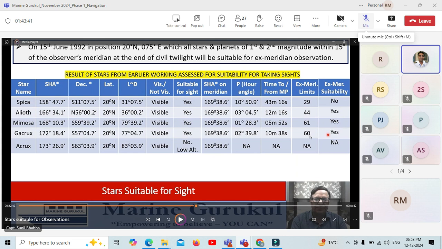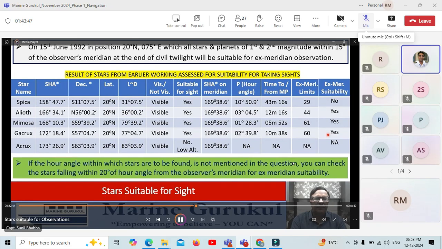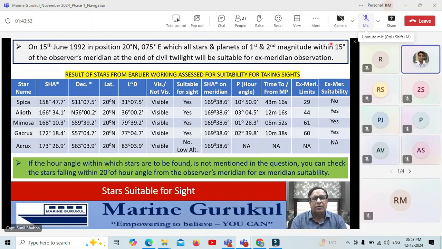Okay, beta. Great. Now, in some questions, the R angle was given, like in this case, to find the stars which are within 15 degrees of the observer's meridian. If the R angle limit is not given in the question, and we have to perform this check for X meridian observation, then we can check the stars falling within 20 degrees of R angle from the observer's meridian. So if this limit is not contained in the question, you can set this limit at 20 degrees and carry out a check that shall suffice our purpose.